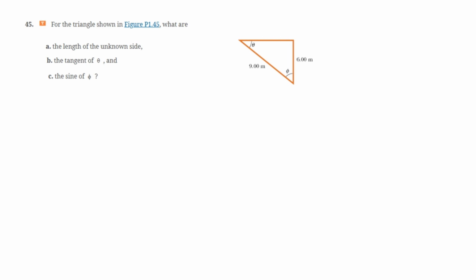So look at this problem here that is basically about basic trigonometry. They say for the triangle, what is the length of the unknown side? What is going to be the unknown side? Of course, this is the unknown side, x, because we know this side, that is 6 meters. We know the longest side, that is 9 meters. So we don't know the other shorter side. So we have to find the length of the unknown side.